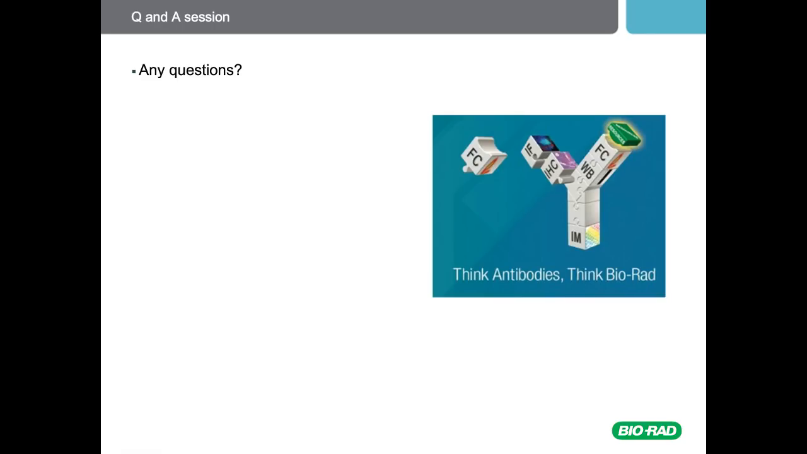We have a question that says, what is the recommended spinning time for pelleting? Well, this will depend upon your sample, but generally, for a cell population, 5 minutes at 300 to 400 G would be a good place to start.